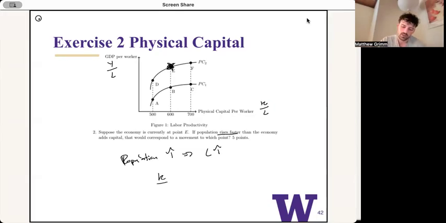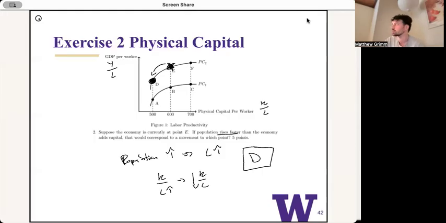So let's, for example, say that K stays the same. What happens when L increases and only L increases? Well, that means this entire K over L will decrease. So this means we go from point E to point D right here. So the movement would be from point E to point D, where the physical capital per worker has decreased.